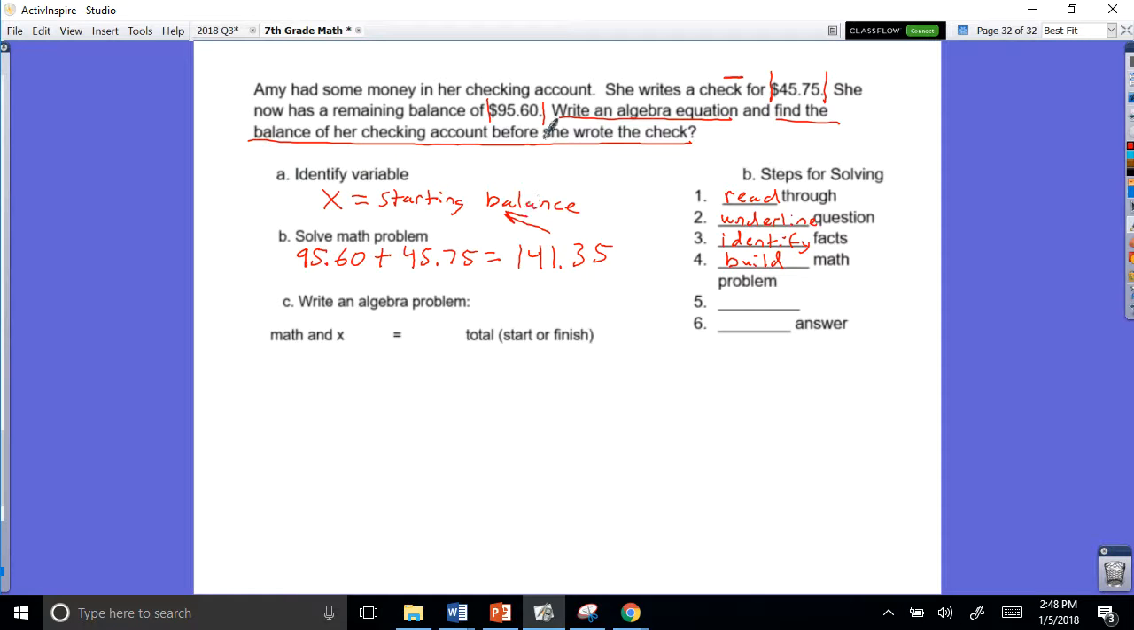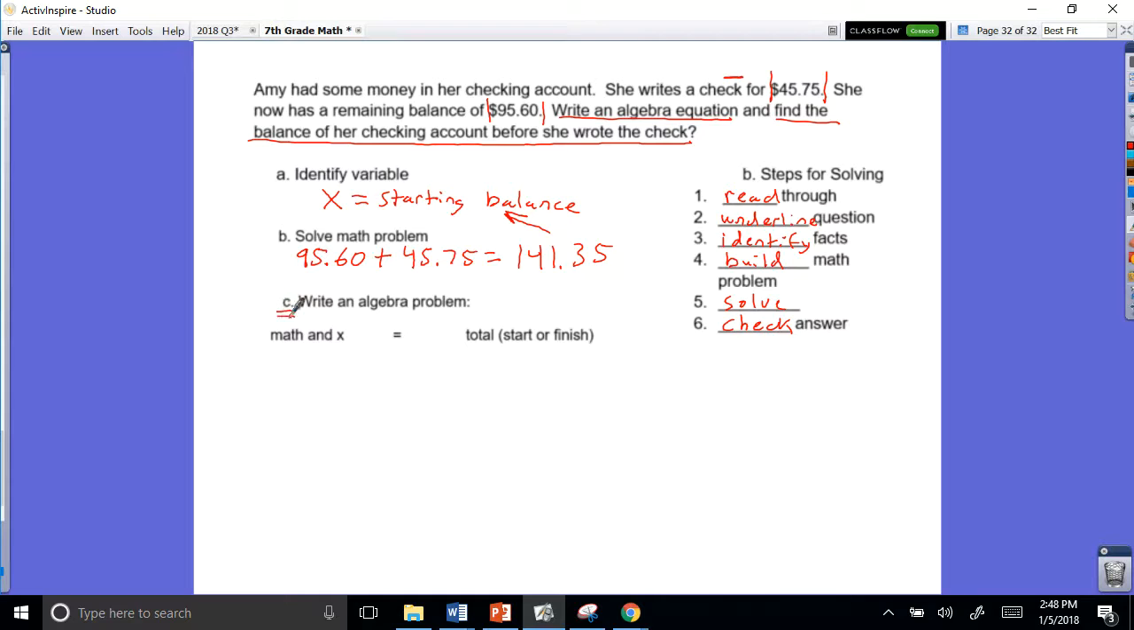We just answered this question, and we're going to pretend like we don't know this to write our algebra problem. Okay, so this is what she started with. Here is her balance she has right now. Right, we just did step number 5, we solved. Step number 6, check the answer. Okay, the answer seems to make sense. This is her ending balance. We're adding the amount of the check to get how much she started with in her account.